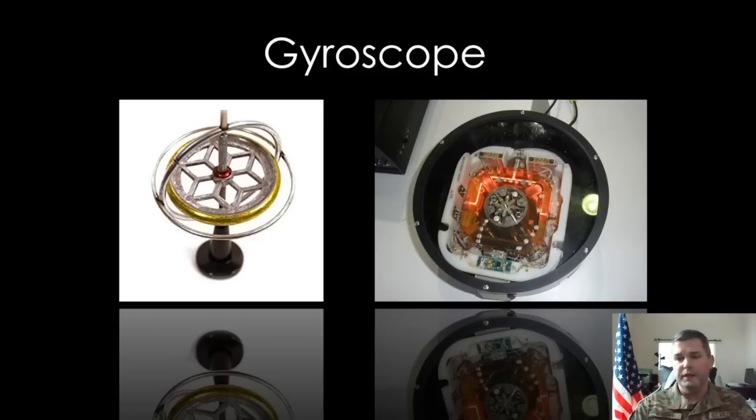Fortunately, the gyroscope isn't measuring acceleration, it's measuring velocity. So we don't have to integrate it twice, we only have to integrate it once, which is nice. And it allows us to keep the errors a little bit smaller.